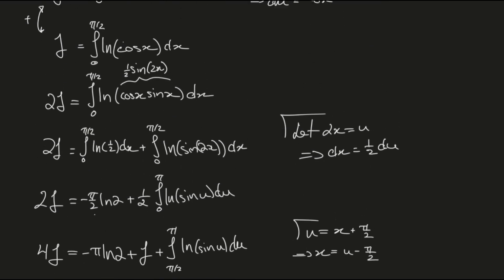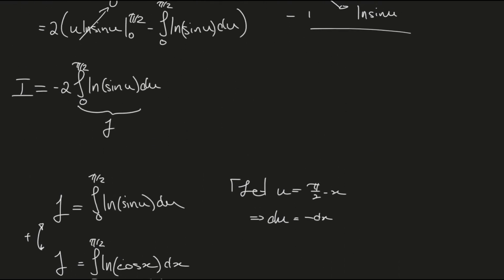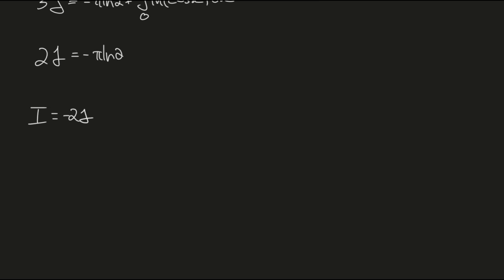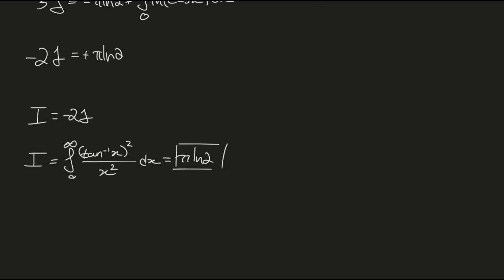Now if you remember up here, I was negative 2 times J, and here we have 2 times J. So if I is equal to negative 2J, then that means we just slap a negative out front here, and we get that I, which was the integral from 0 to infinity of inverse tangent of x squared over x squared dx, is equal to pi natural log 2. Quite simply and quite beautifully indeed.